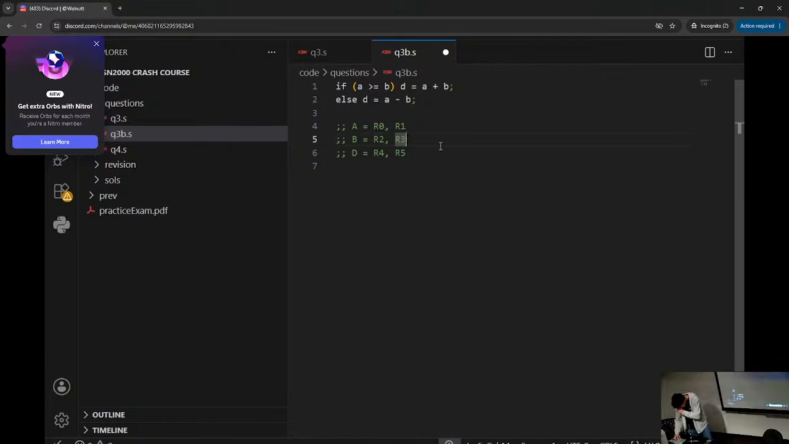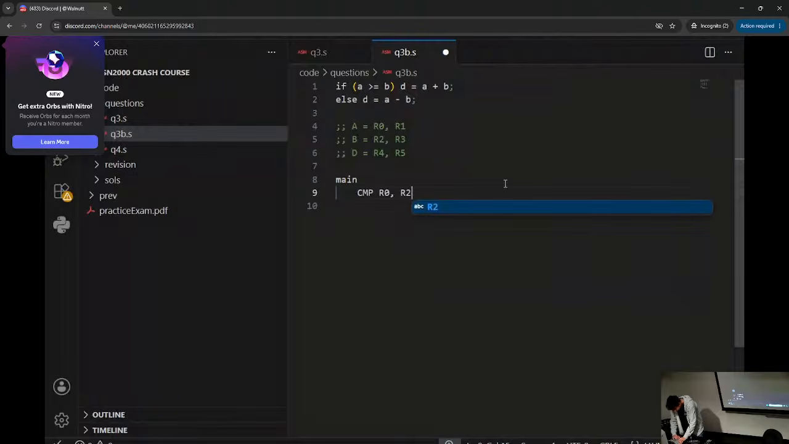Exactly. So what was said was we want to compare the more significant bits. So that would be R0 and R2. If they're equal, only then do we compare the less significant bits. So how would that look? Let's make our main function again. So let's compare R0 and R2.